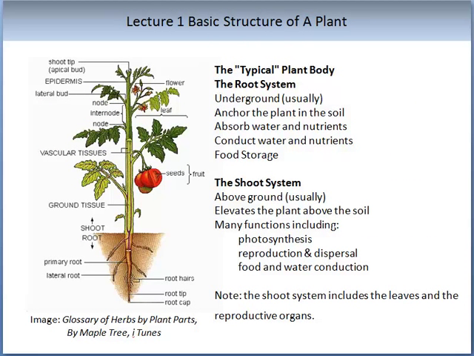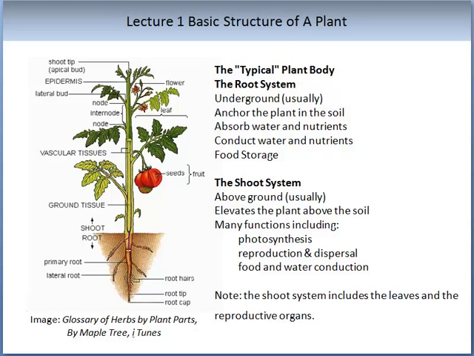The image on the slide, from the Glossary of Herbs by Plant Parts by Maple Tree Tunes, is a basic image that identifies many of the plant organs. The principal anatomical parts that many of you will be already familiar with are the roots, shoots, and leaves. If we start with the roots, you will see that there are principally two types of roots, primary and lateral roots. When these are examined in detail, you will see they contain root hairs. On these root hairs is a root tip and a root cap.